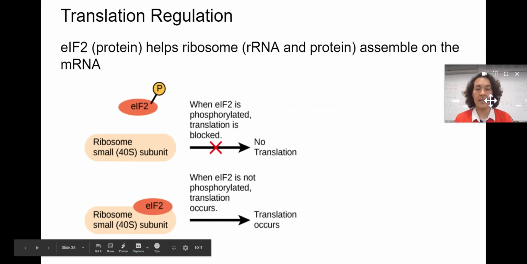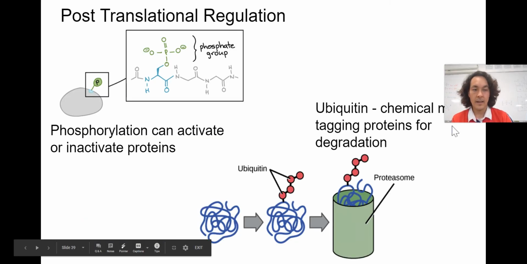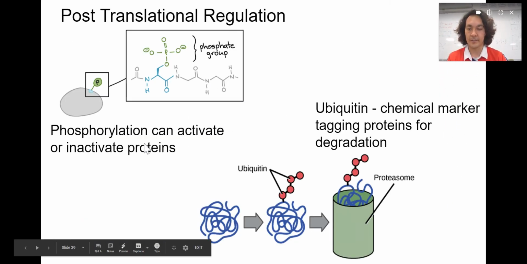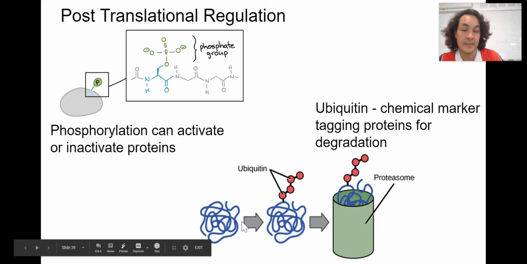There can also be translational regulation at the ribosome. So EIF2 is a protein that helps the ribosome assemble on the mRNA. And when it's phosphorylated, translation is blocked. The ribosome can't assemble on the mRNA transcript. When it's not phosphorylated, translation occurs. So this is another level of regulation. And also post-translational regulation. So you can actually phosphorylate, which can activate or inactivate proteins, thinking back to Unit 4 with cell communication and signal transduction pathways. We can also mark proteins for destruction and for recycling with ubiquitin.